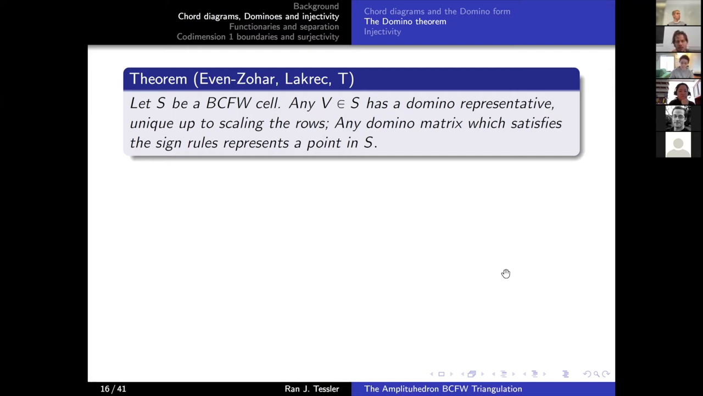So the first theorem, with Chaim and Tsviqa Lakrec, like all the other results I will mention in this talk, is the following. Let S be a BCFW cell. Then first of all, any element in S, any vector space which belongs to the cell, has a unique domino representation, where by unique, I mean unique up to scaling the rows. And moreover, any domino matrix which satisfies the sign rules represents a point in S. So it really gives a perfect description of the positroid.